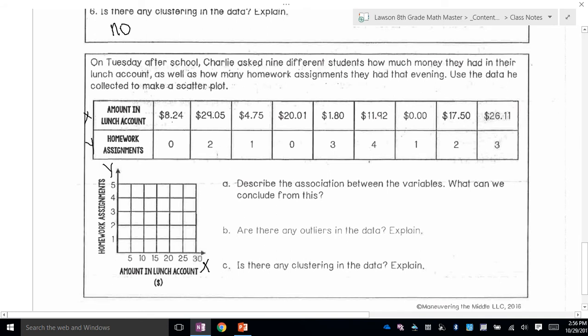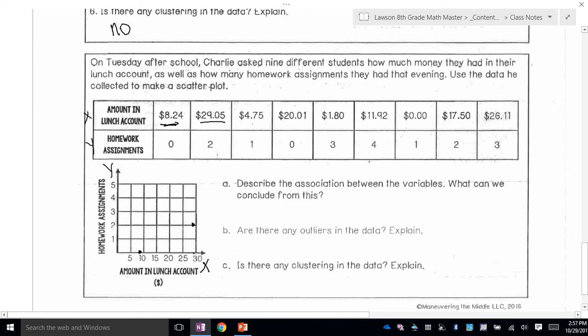So I'm going to go over $8.24 for this first student. And then it said they had 0 homework assignments, so I don't have to go up any on my y-axis, and I'll put a point there. Okay? The amount in the lunch account for the second student was $29.05. He needs to bring a letter home to his mom so she'll go pay his lunch account. And they have 2 homework assignments. So up here right in front of the 30 is where 29 would lie. I'm going to go up to 2 homework assignments and put a point.